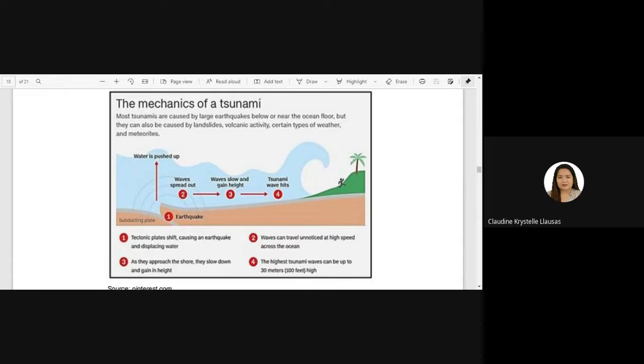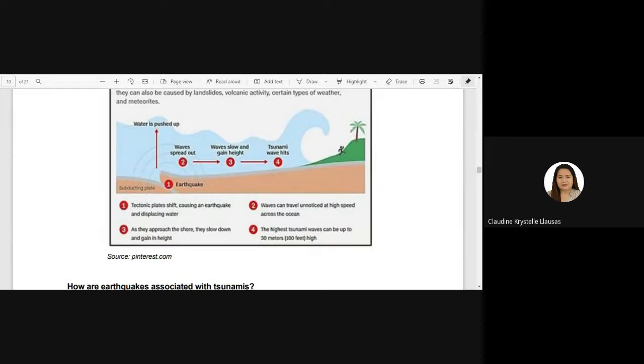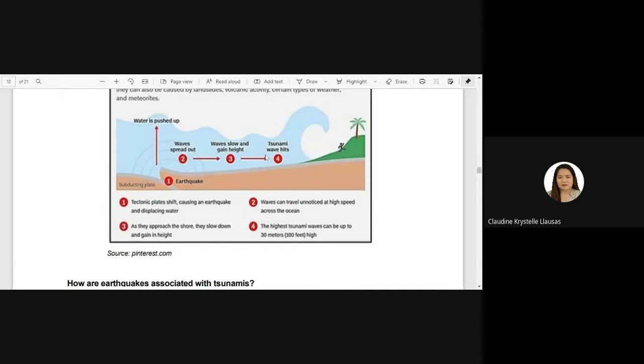The water rises and then travels. Waves spread out, producing tsunami waves. And then as they approach the shore, waves slow and gain height. Then the tsunami wave hits the shore. So that is a simple explanation as to how tsunami waves move when there is an earthquake.